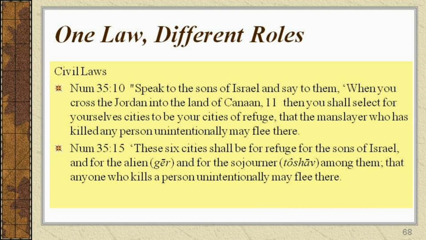In Numbers chapter 35, verse 10, God said to Moses, "Speak to the sons of Israel, and say to them, When you cross the Jordan into the land of Canaan, then you shall select for yourselves cities to be your cities of refuge, that the manslayer who has killed any person unintentionally may flee there." Verse 15, "These 6 cities shall be for refuge for the sons of Israel, and for the alien, the ger, and for the sojourner, the toshav, among them, that anyone who kills a person unintentionally may flee there."